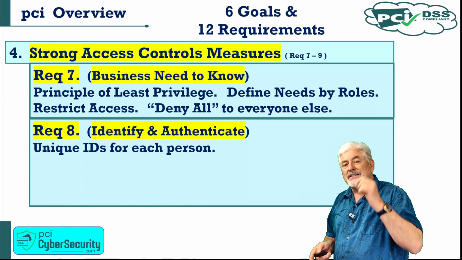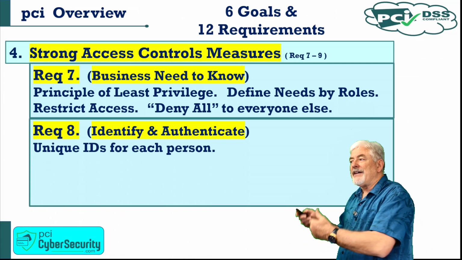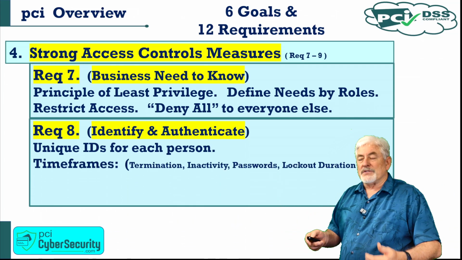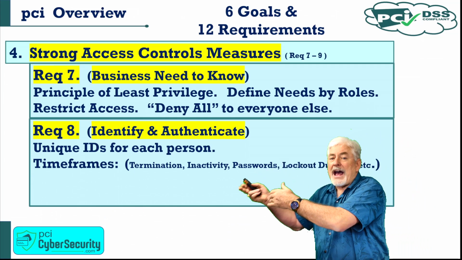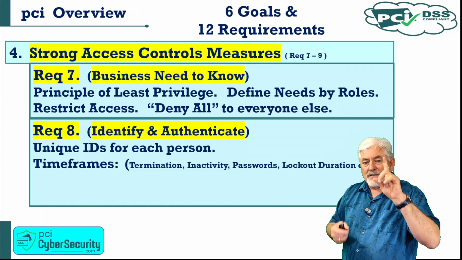All right, requirement number 8, identify and authenticate. Every single user needs their own ID. That way you know who got in and did something. So you don't give out IDs based on roles, you give out IDs based on individuals. Now, the roles those individuals have can give them certain permissions, but everybody in that role has their own unique ID.